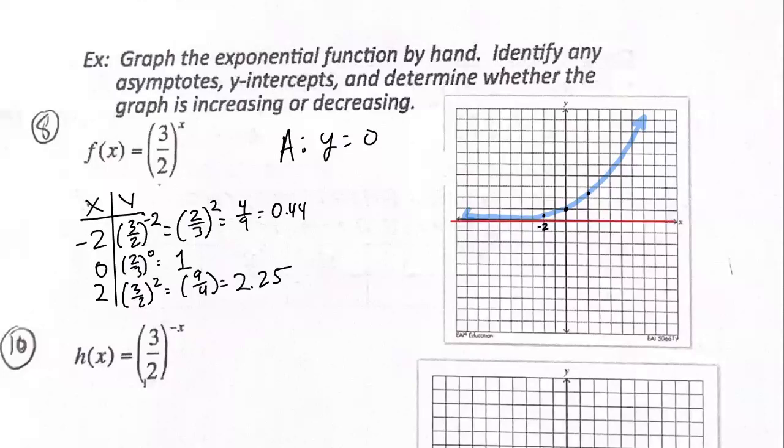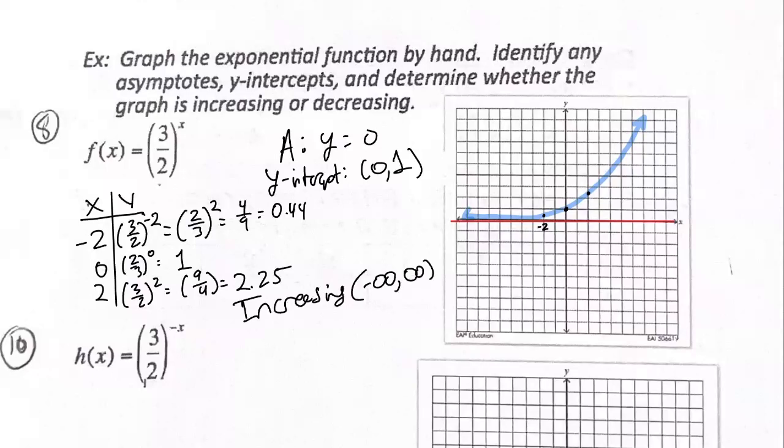Another thing it asks for is the y-intercept: (0, 1), or you could just write 1, but (0, 1). And it is increasing from negative infinity to positive infinity. So, pretty easy, nothing too hard, just graphing, plugging in values and simplifying.